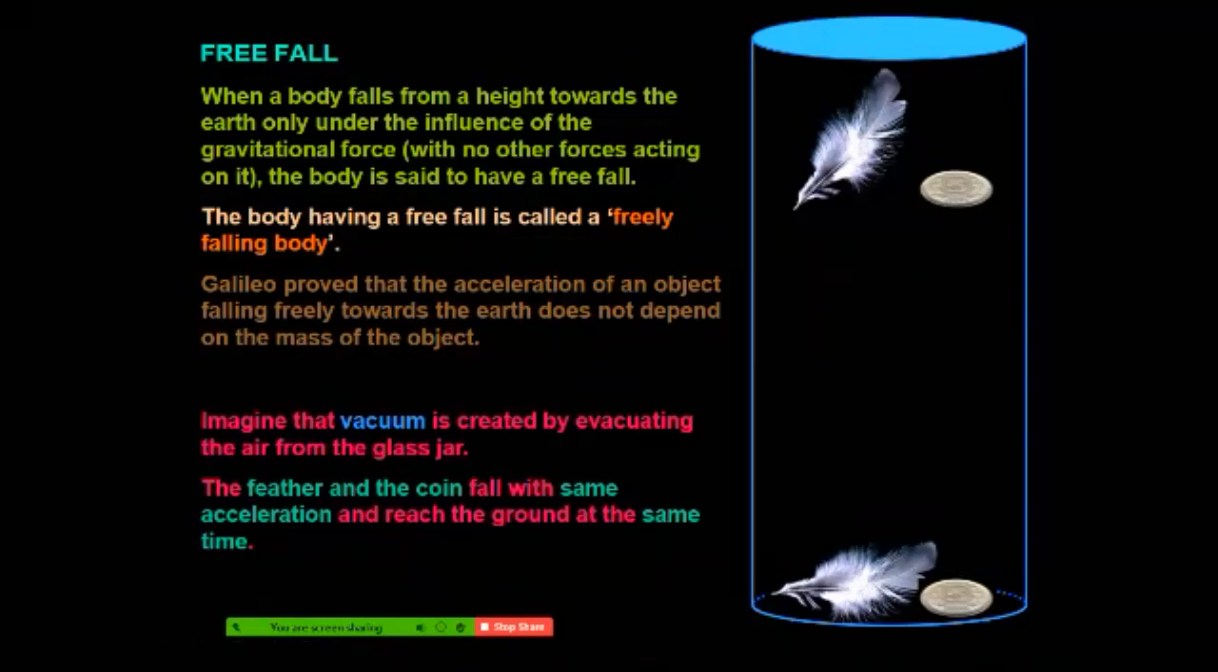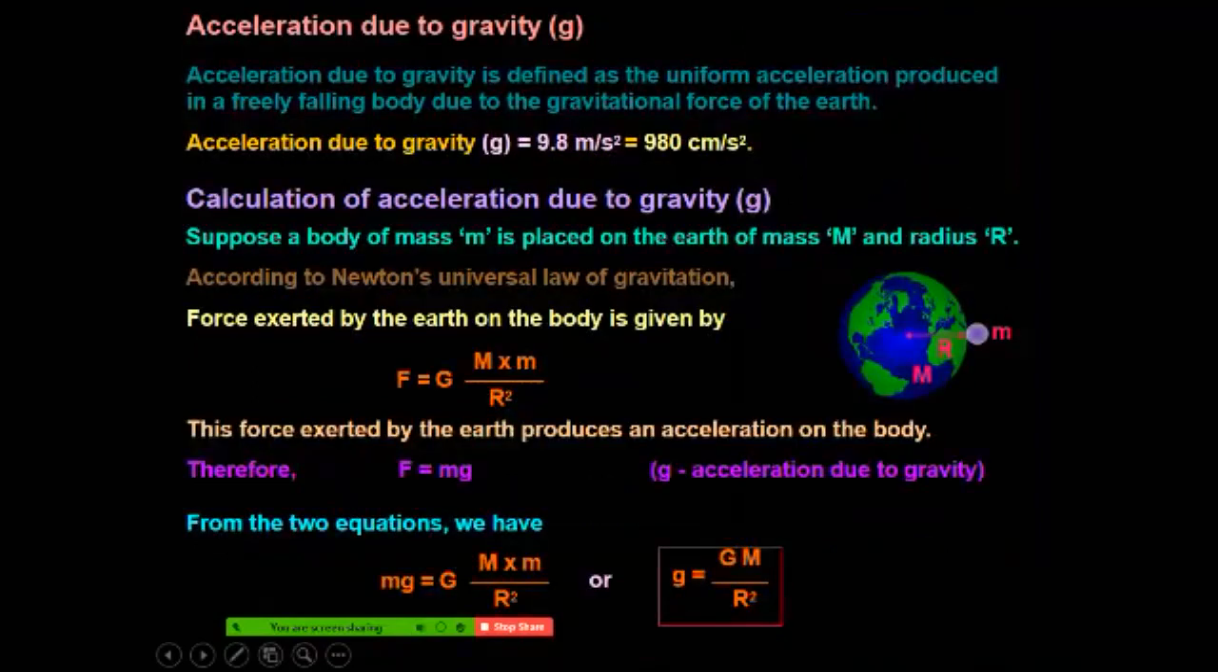Imagine that vacuum is created. Then in that case what happens: the same force is acting but the objects come down at the same time, but if it is in the presence of air, then they come down at different times. Acceleration due to gravity, students: the small g is equal to 9.8 meter per second square, in centimeters 980 centimeter per second square.